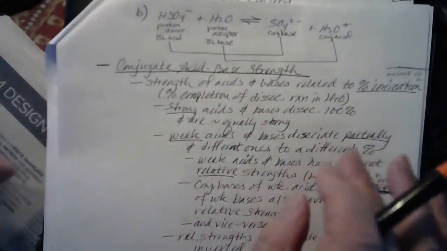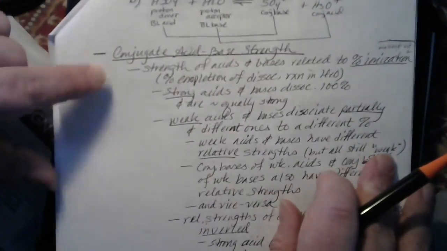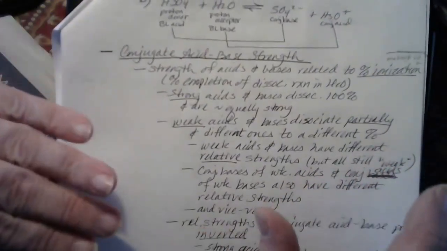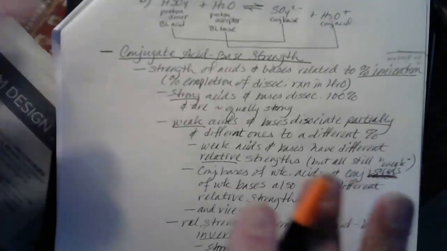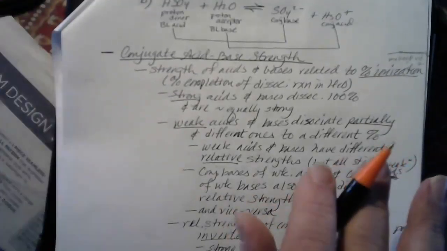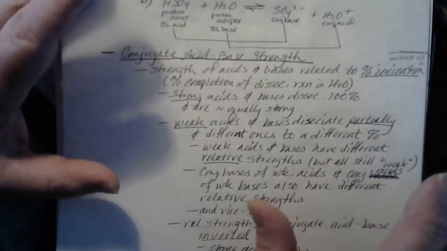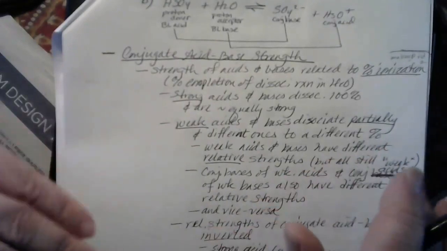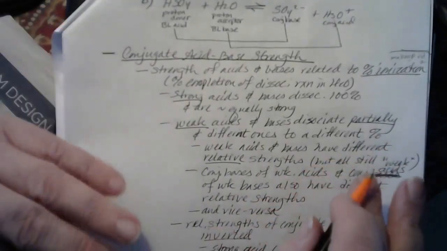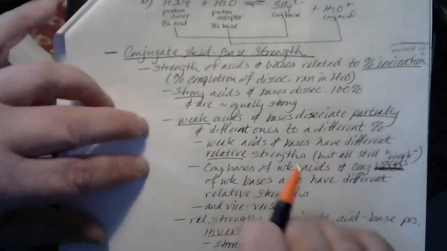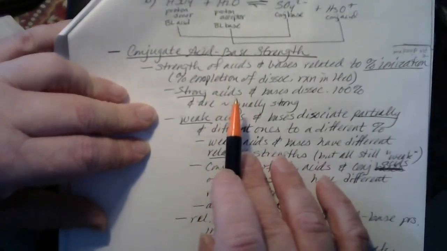Where we left off was in chapter 16, acid-base theory. We're talking about conjugate acid-base strength. Because we're often talking about weak acids and bases, basically all strong acids and bases are more or less equally strong, but there's a huge variety of strengths among weak acids and bases. Some are stronger than others, some are weaker, but they're still all weak because they still ionize way less than 100%. But there can be quite a bit of difference in terms of their relative strengths.